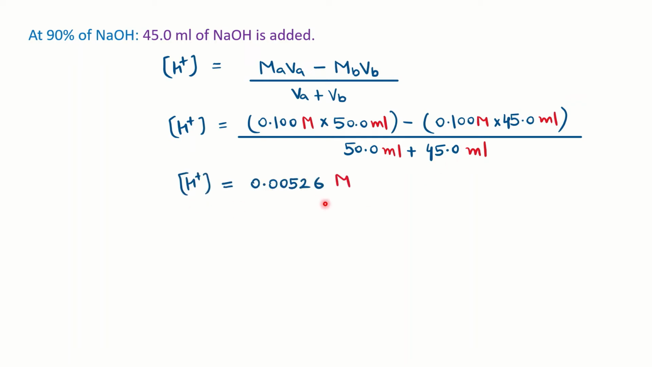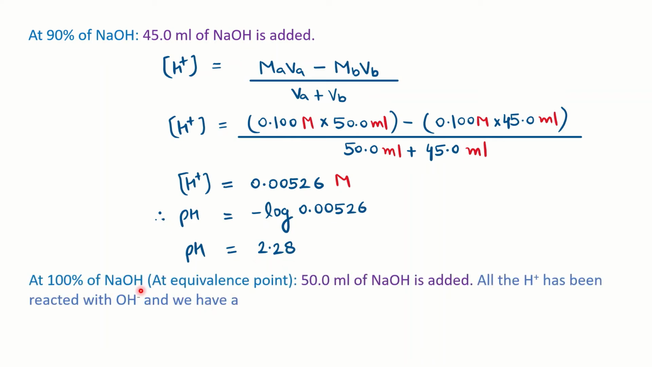And finally the H plus concentration you are getting, and so you can calculate the pH, which we are getting here, 2.28. Still you are having the acidic medium, right? Before 7 it is considered to be acidic. Now 100% of NaOH means that is the equivalence point, right?